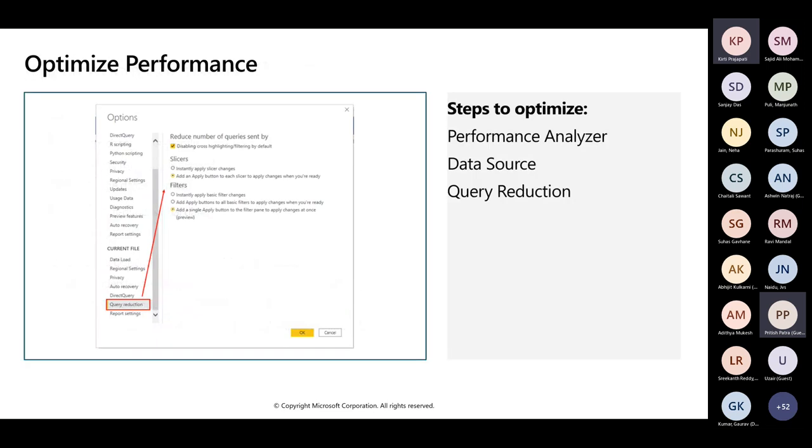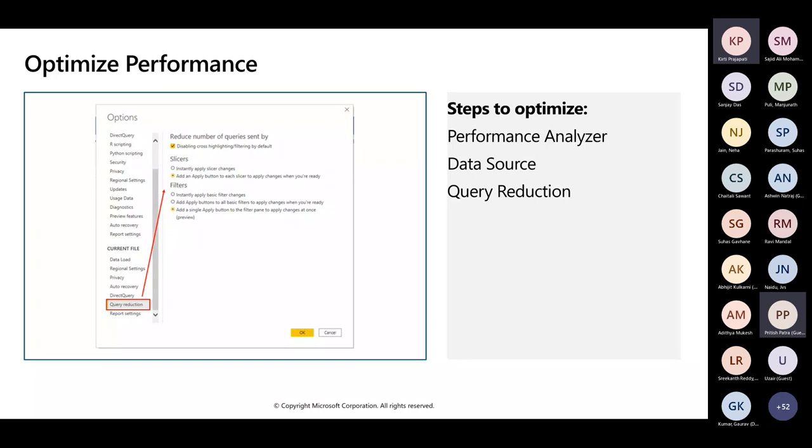Right? And then we have some options to optimize performance, like query reduction. You can examine the queries that are being sent to the underlying source, which helps identify the reasons for poor query performance. You can also make changes in Power BI Desktop, and we can optimize the data source to improve overall performance. So we have three options here.